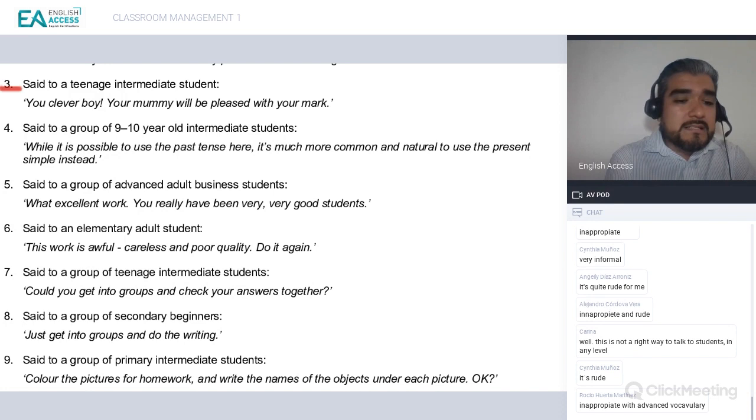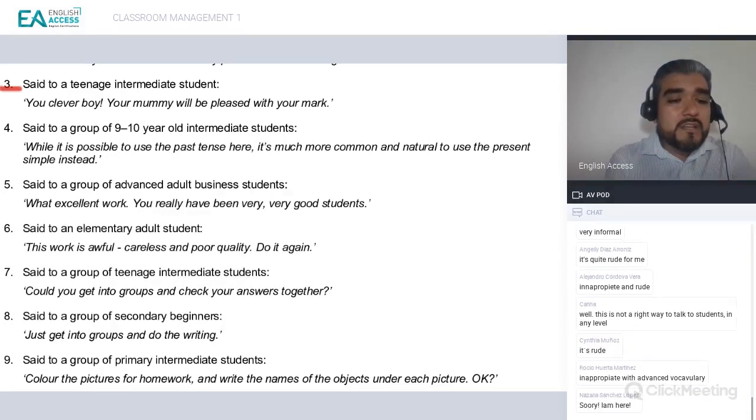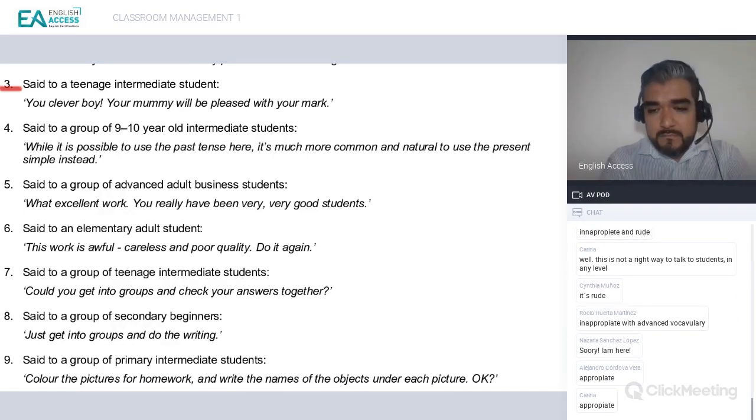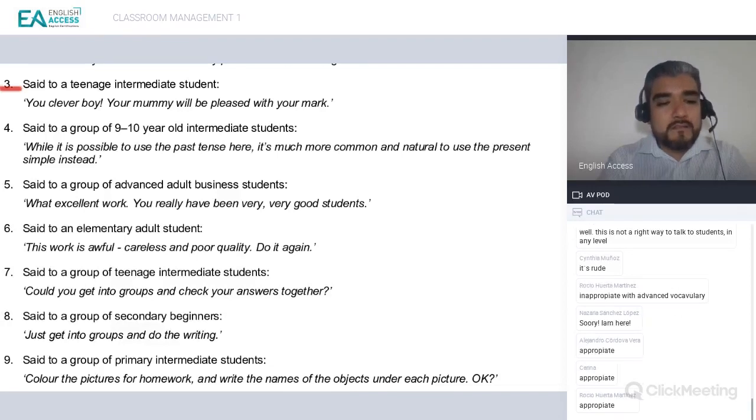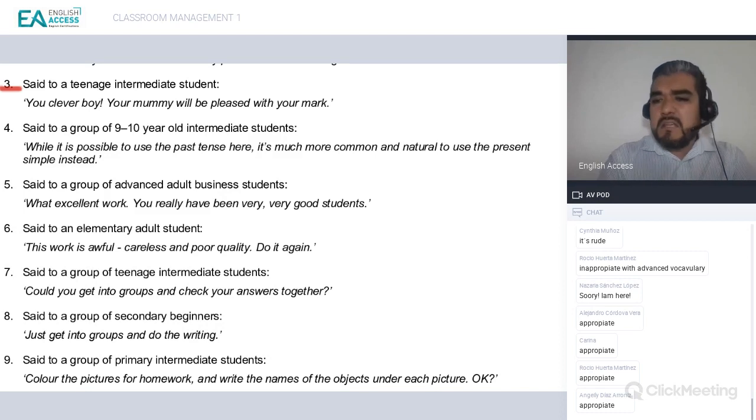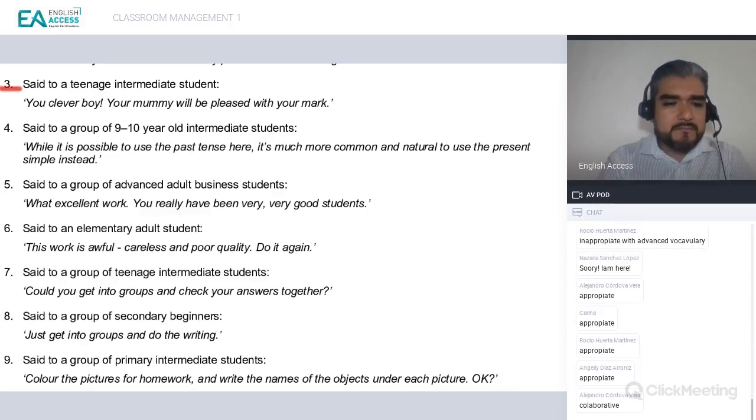Let's see number seven, said to a group of teenage intermediate students. Could you get into groups and check your answers together? Right. It sounds very appropriate, right? The language sounds very appropriate. It's simple. It's for the intermediate, so no problem. And they are teenagers. They can do it.